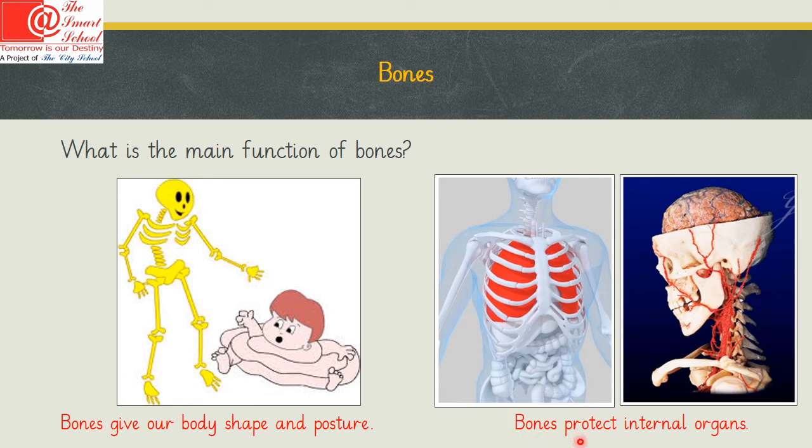Bones also protect our internal organs. You see, here the rib cage is shown to protect our internal organs like the lungs and the heart, the liver and the stomach. Similarly, the skull protects our brain.